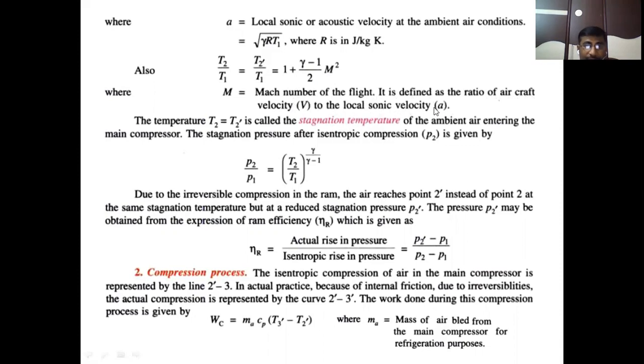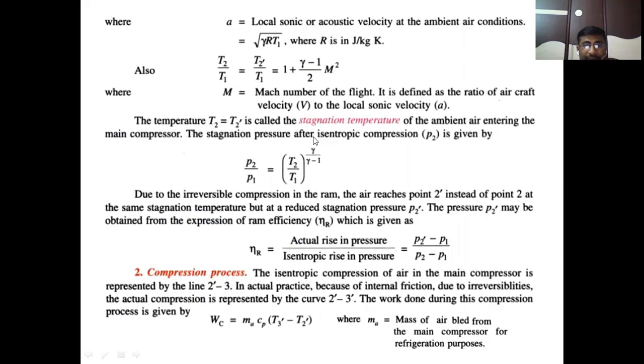It is the sonic velocity of the aircraft, the local aircraft velocity. Clear, students? The temperature T2 equal to T2 dash is called the stagnation temperature. After entering into the aircraft, the temperature is stagnant. The temperature of air is called the stagnant temperature. The air becomes zero velocity. It will be stagnated within the aircraft.